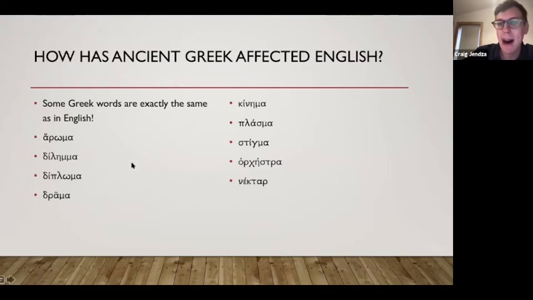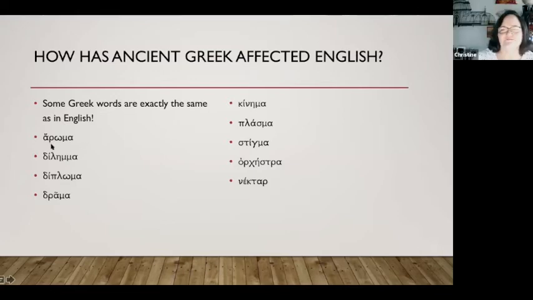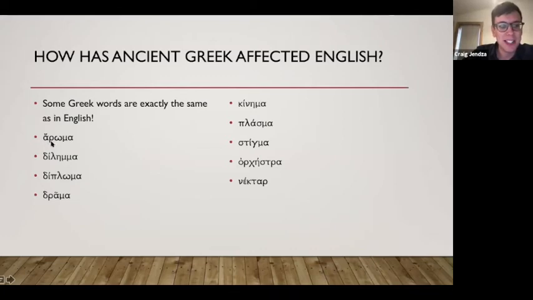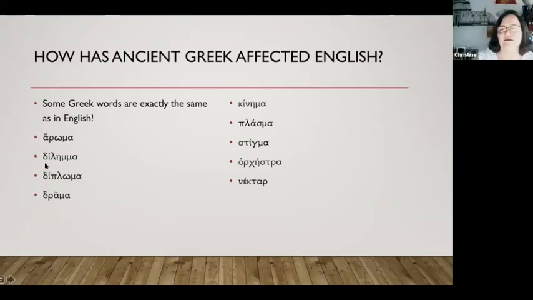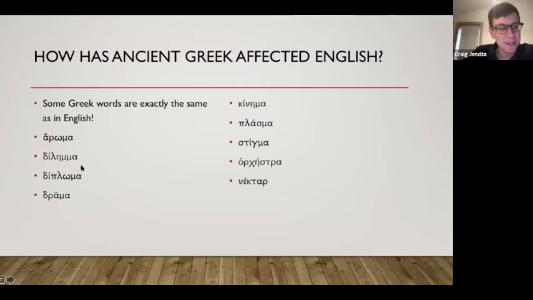Most of them end in ma. Anyone think they can figure this first one out? Aroma. Good, aroma. So remember that the second letter looks like a P, but that's a rho. Okay, so aroma. This next one starts with a delta again, with a D. Dilemma. Nice. Good. How about this one? It starts with a DI again. Diploma. Good. Which is what you're going to get at the end of this session today. You won't actually, I apologize for misleading you.